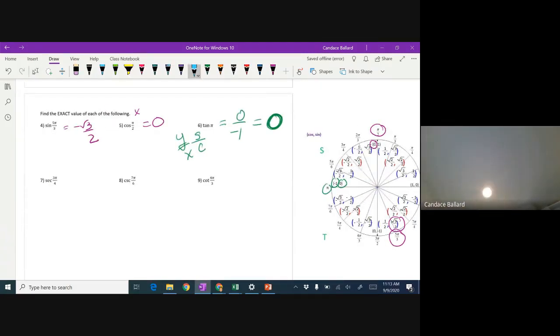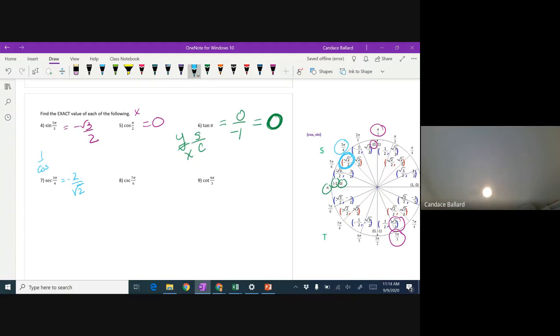Okay. Secant of 3 pi over 4. We know secant is the reciprocal of cosine. Okay, so it's like 1 over cosine. So I know whatever value I get, I'm going to flip the reciprocal. So I'm here at 3 pi over 4. And cosine is the x value, so I'm going to flip that value around for my secant. So I'd get -2 over square root of 2.